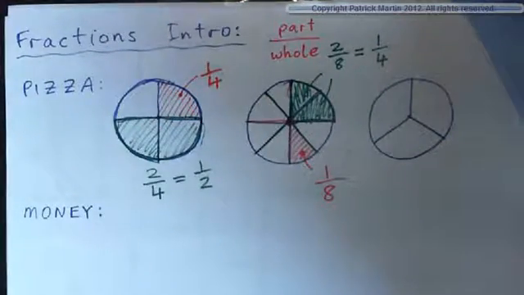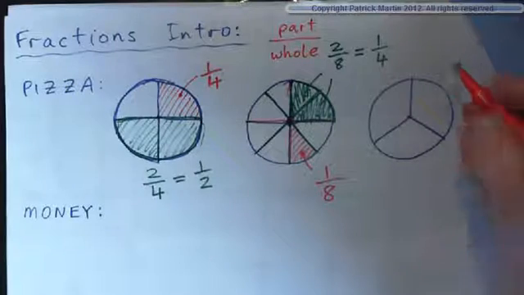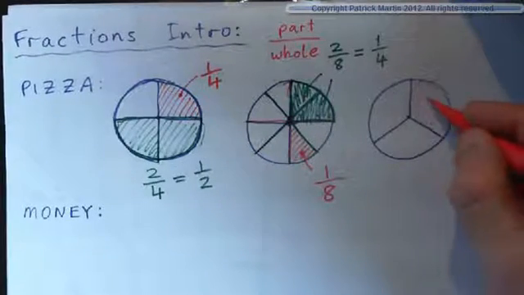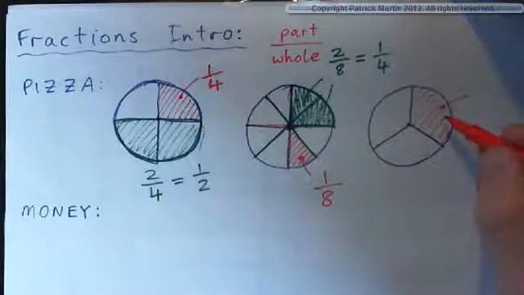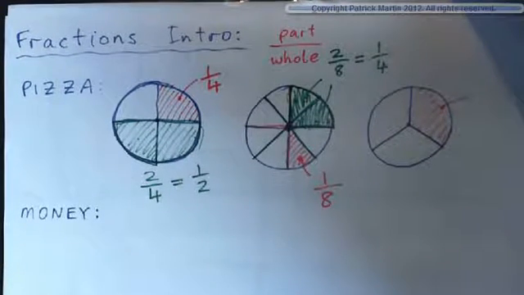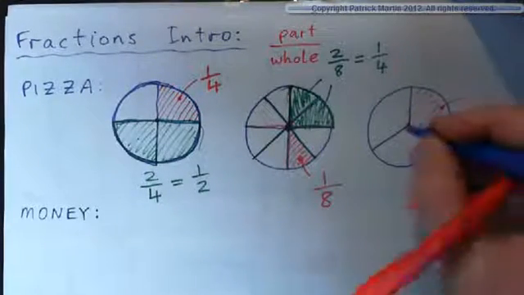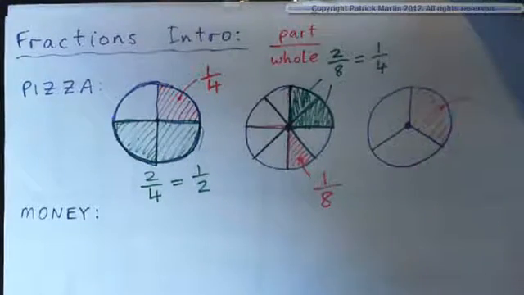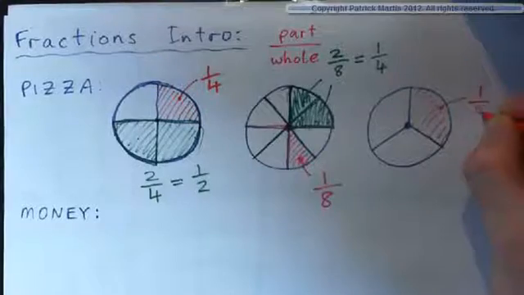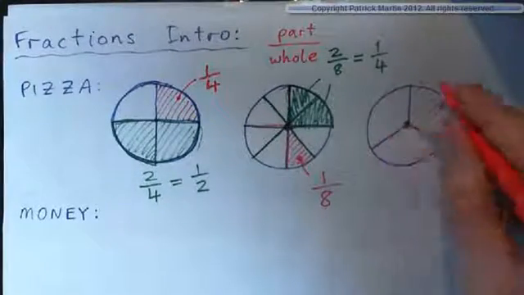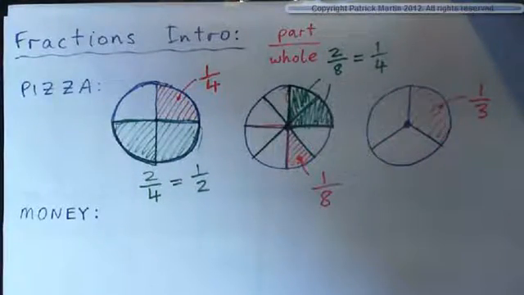Okay, so what if you make big pieces like this into 3 equal parts? What fraction of the pizza would this piece be here? So the pizza is split up into 3 parts, all the same size. So what fraction of a whole is this part? Well, it's 1 part out of 3 altogether to make the whole. So 1/3.